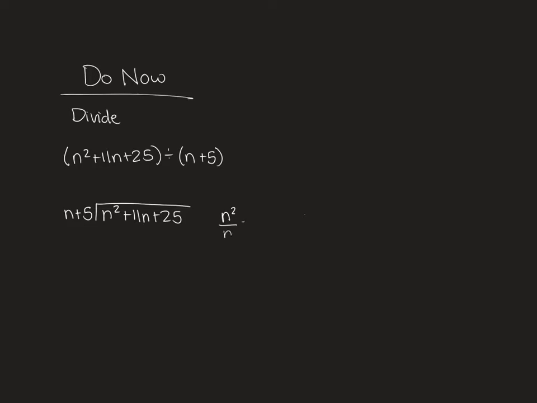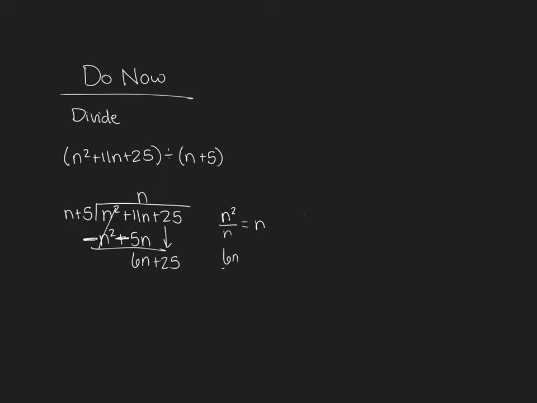So n squared divided by n will equal n. And then we multiply. So n squared plus 5n. We need to subtract, so we change the signs, and we cancel. 11n minus 5n is 6n, and then we bring down the 25.